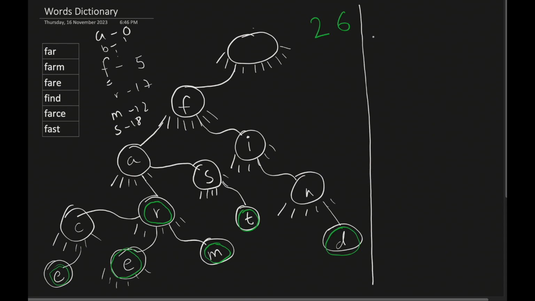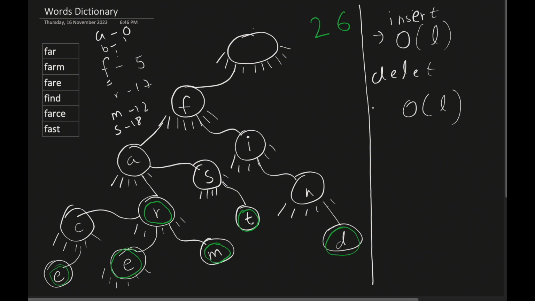Now, as we can see, for inserting a word in a trie, we have to traverse each and every letter of the word. So this is order of length of the word for inserting. Similarly, for delete as well, it would take order of L. Time to find if a word exists or not.